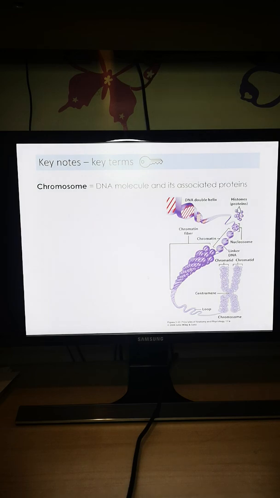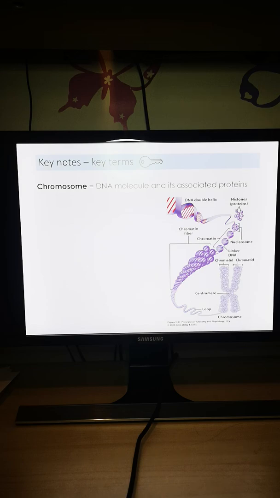Okay, coming back to our key terms. Chromosome, you should be able to define this one. A DNA molecule and its associated proteins. So there's our DNA molecule wrapped around histones. That condensed form is our chromosome.